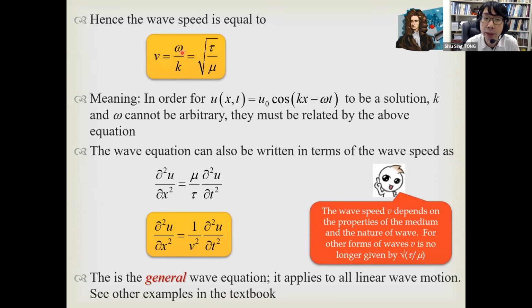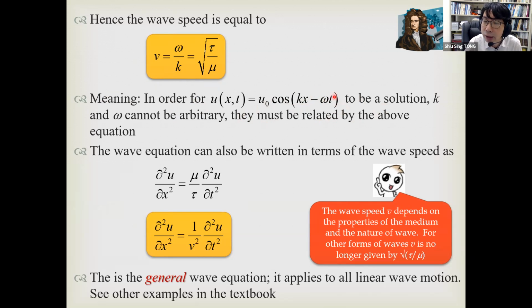Now we express the wave speed in terms of tau and mu, which are the physical properties of the string. We now find that the velocity of the waves is given by the square root of tau over mu. Okay, we just rearrange the terms such that omega over k is on one side, and we take the square root on both sides. We get the wave speed as the square root of tau over mu. Now, what is the meaning of doing that?